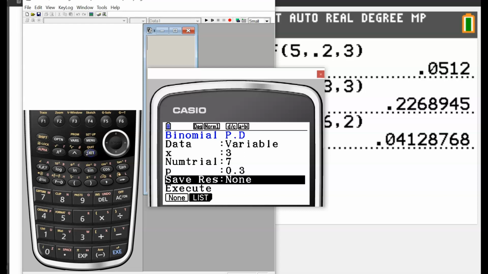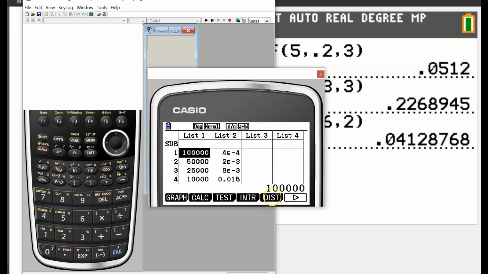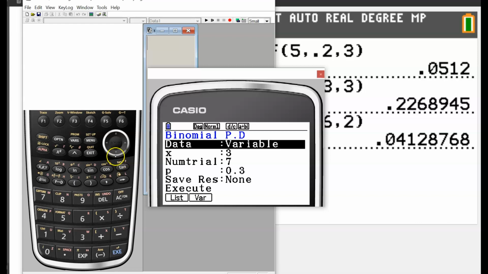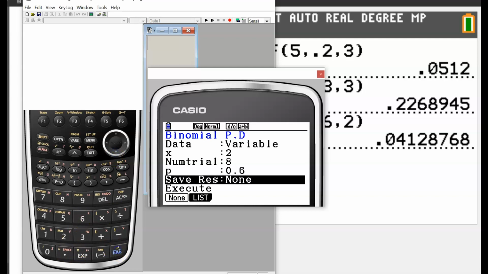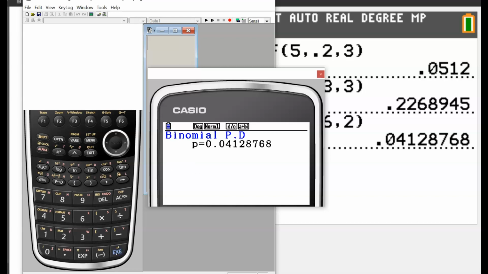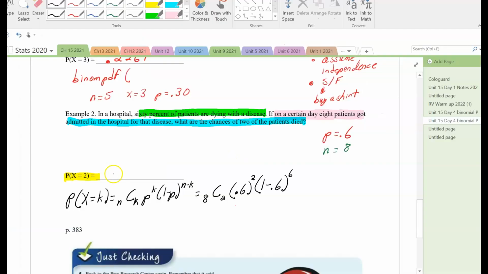So for the Casio, I'll hit exit a couple times. So you're going to press distribution, binomial, F5 again, binomial PDF, or binomial BPD, so F1. And you're going to go down. You wanted to know that there were 2 deaths. There were 8 patients, so the trials was 8. And the probability of someone dying was 0.6. And when you hit execute a couple times, you see you get the same answer, 0.0413. So the probability that 2 patients died is around 4%, or 0.0413.